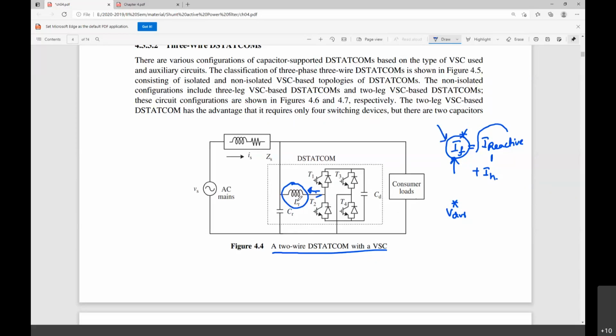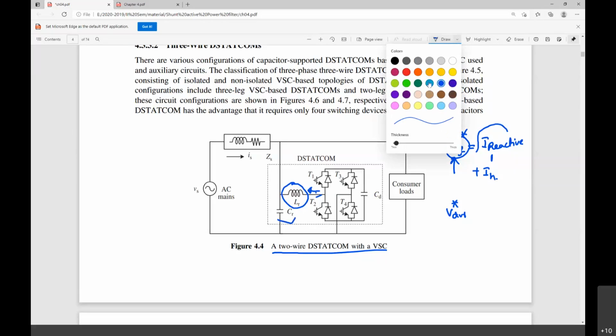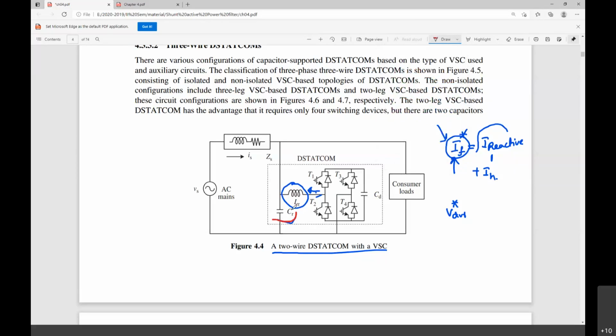The purpose of this LR, the filter inductance, is to smooth the filter current or the D-STATCOM current. This CR especially is used to eliminate the switching frequency components presented at this particular voltage. If there are any switching frequency components in the voltages, they are going to be filtered out this way.